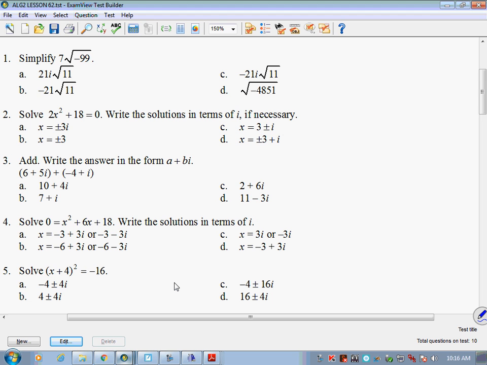No. Okay, so you're not wrong. Let's talk about that. That would be square root of 99 times square root of -1, right? What do I substitute instead of square root of -1? What am I going to write? I. So this is 7i square root of 99.